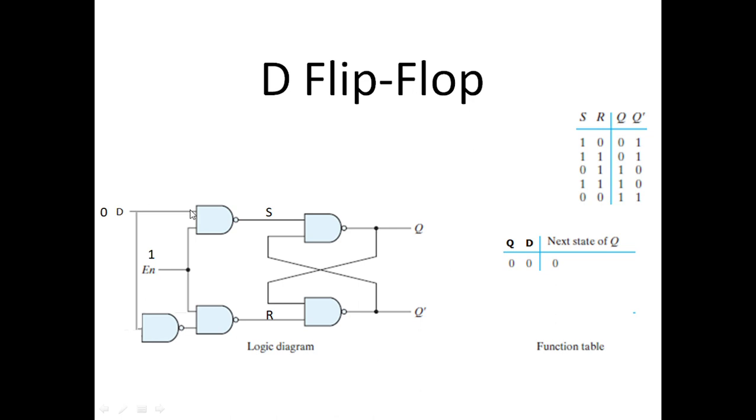Okay, so when 0 is provided, it will make the S here as 1, and it will make the R here as 0. So 1, 0 will reset the flip-flop which is here. The flip-flop is already reset, but when you provide 0, it will reset the flip-flop.